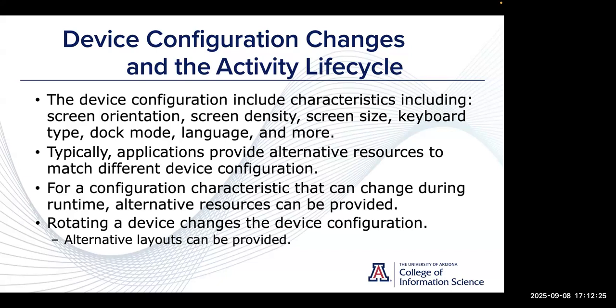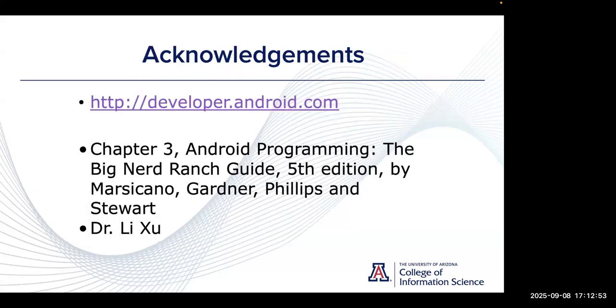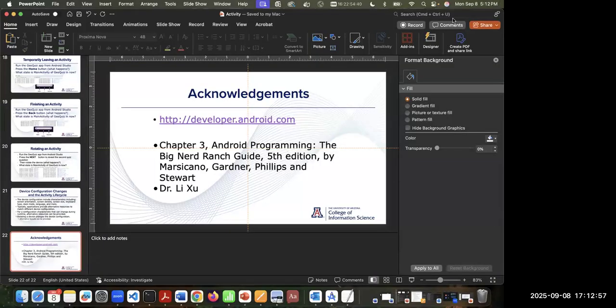For a configuration characteristic that can be changed during runtime, alternative resources can be provided. Rotating a device changes the device configuration. So then we can have alternative layouts. You create a layout for when your phone is rotated horizontally instead of vertically. You don't have to for this one. We'll talk about the view model that will take care of this, okay? But for now, that's it. Any questions?